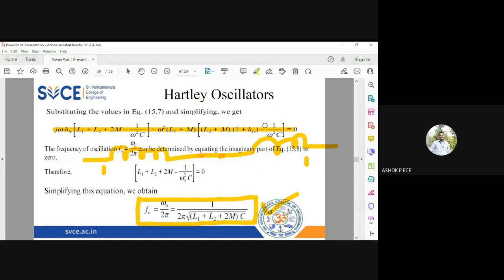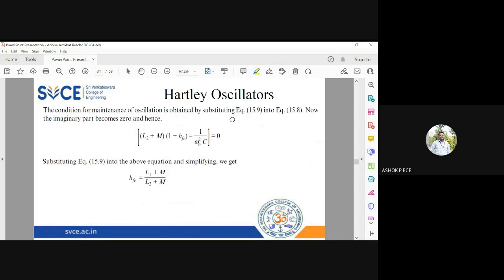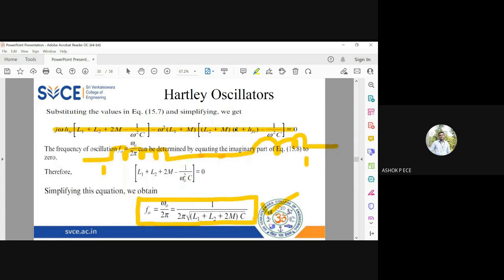So the real part, you have this term. So omega square into this term. So this bracket term will be equal to 0. L2 plus M into 1 plus HFE minus 1 by omega naught square C equal to 0. If you simplify, you will get HFE equal to L1 plus M by L2 plus M. This is for the condition when the dot conventions are adding. When the dot conventions are different, it will be L1 minus M by L2 minus M, because the mutual inductance will be out of phase from the original inductor value. So this is the derivation for your Hartley oscillator.